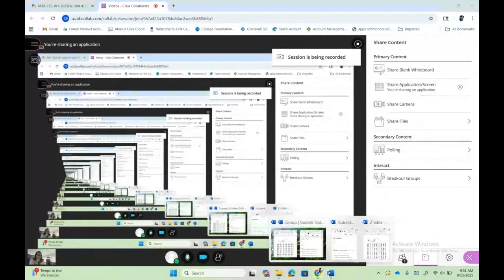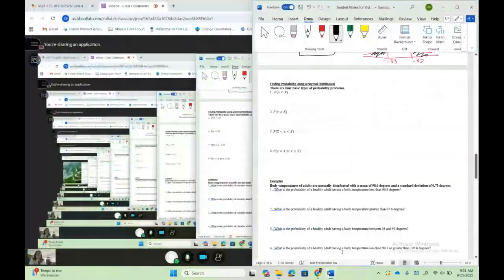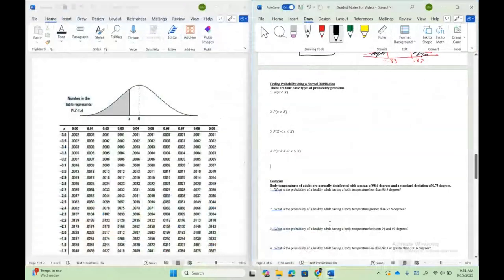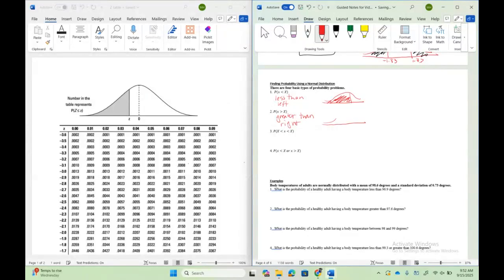All right, so now we're going to work on finding some probabilities. There are 4 types of probability problems we're going to see here. The first type is when we're doing x is less than a number, and when we have those types of problems, we'll find the area to the left. The second type is if we have something greater than, and in that situation, we will find the area to the right of a given data point.